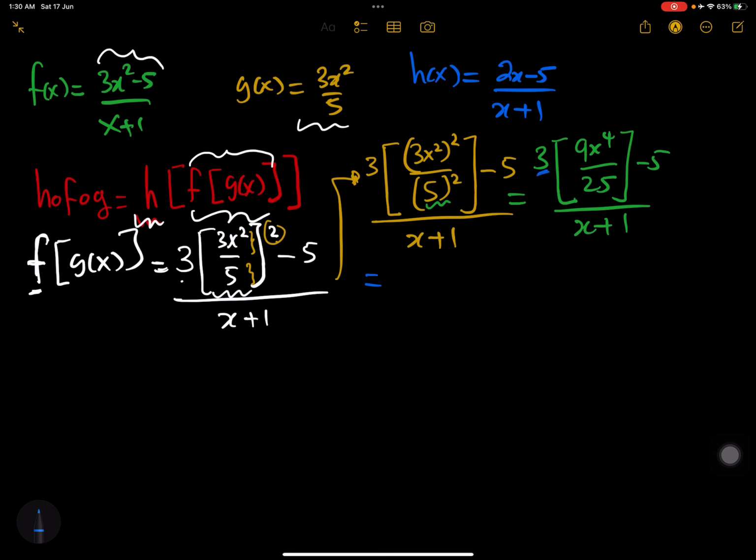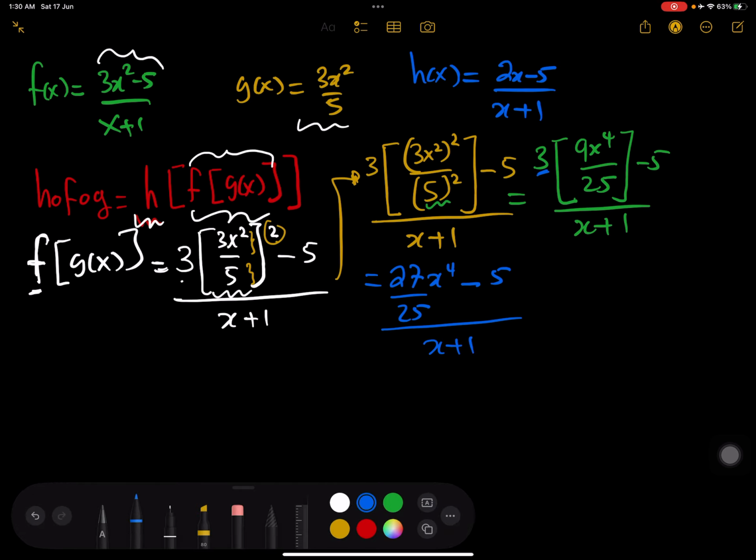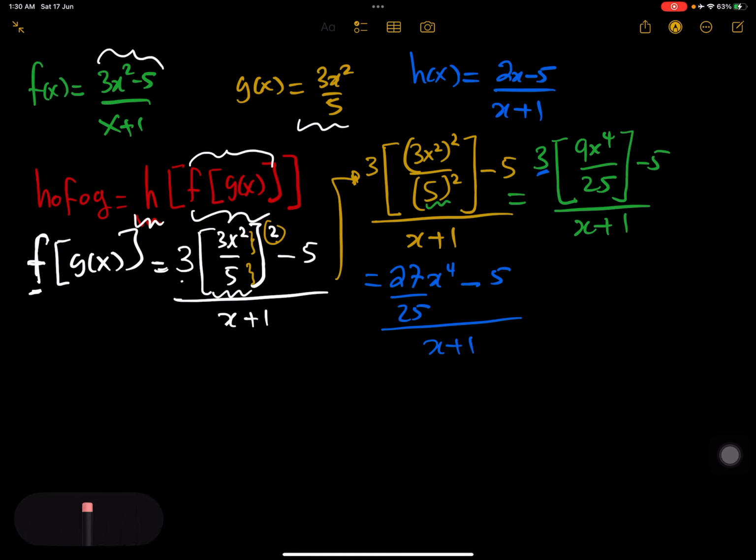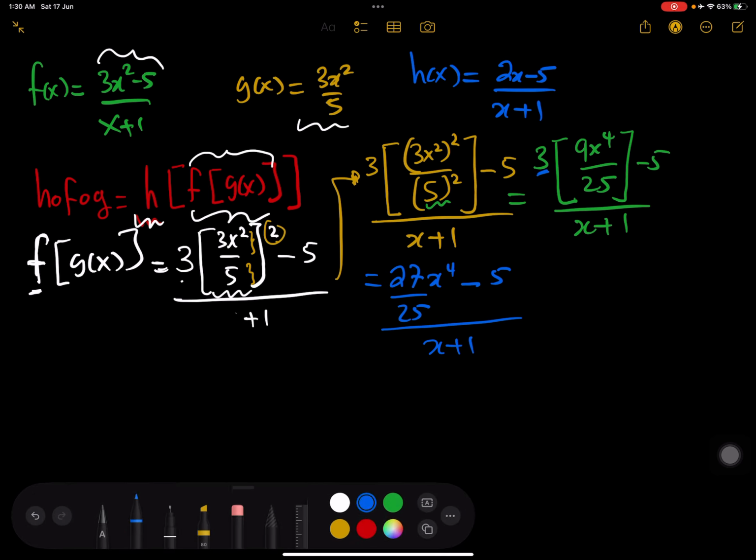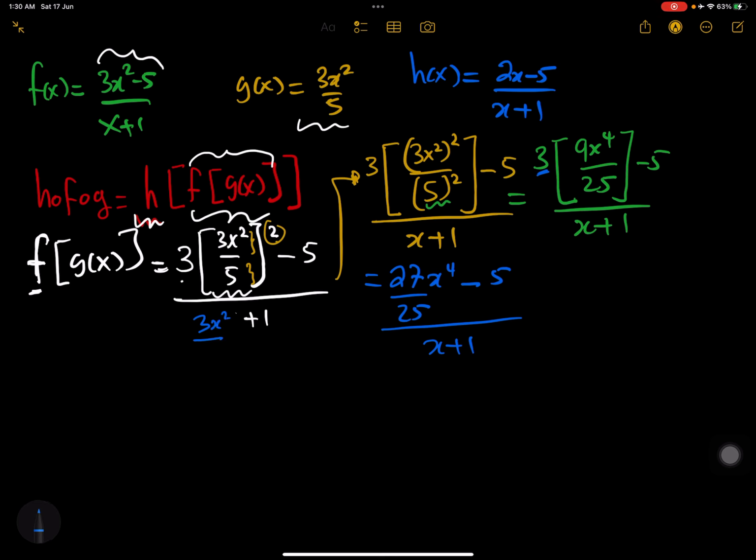Now this 3 will multiply the top, so we're going to get 27x to the power 4 divided by 25 minus 5, divided by x plus 1. I think there's something that we are doing wrong here. If we look at this x, it's supposed to be g of x. We are putting g of x into f of x, so we cannot write this as x here. That x is g of x, which is 3x squared over 5.